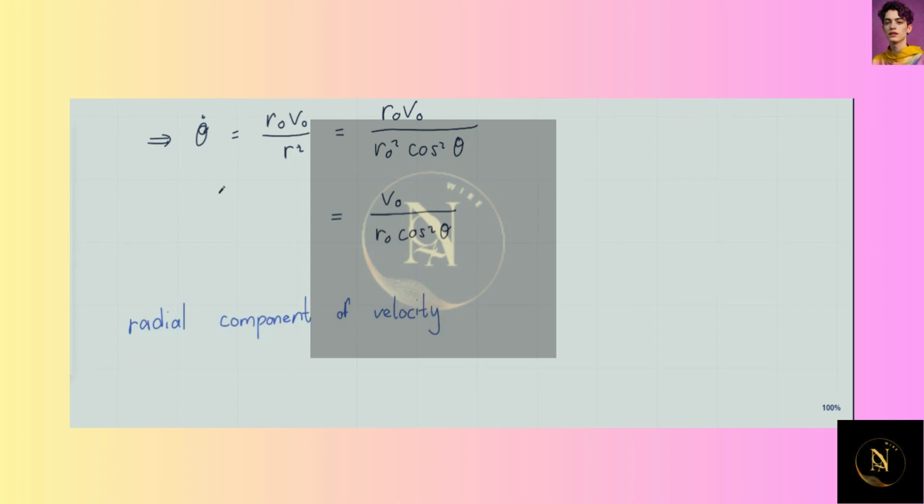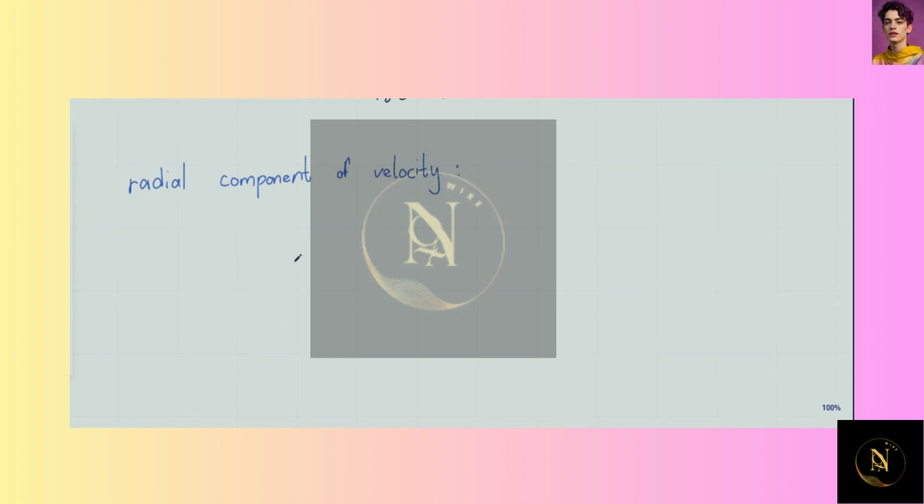So the reason we needed to find an expression for theta dot is to find the components of our velocity. So the radial component Vr is just r dot, dr dt. And so that's d by dt of r naught cos theta. And by the chain rule, this is simply minus r naught sine theta theta dot. So r naught minus r naught sine theta d theta dt.